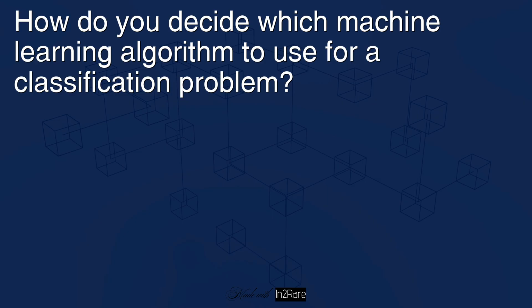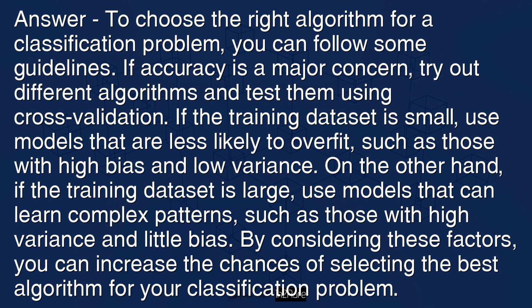How do you decide which machine learning algorithm to use for a classification problem? Answer: to choose the right algorithm for a classification problem, you can follow some guidelines. If accuracy is a major concern, try out different algorithms and test them using cross-validation. If the training data set is small, use models that are less likely to overfit, such as those with high bias and low variance. On the other hand, if the training data set is large, use models that can learn complex patterns, such as those with high variance and little bias.